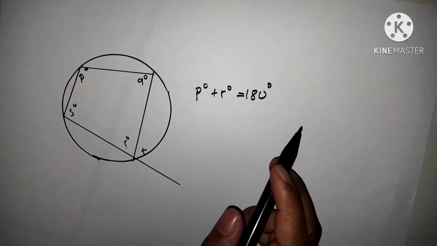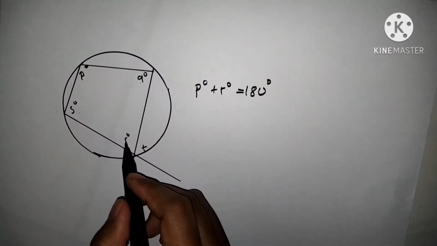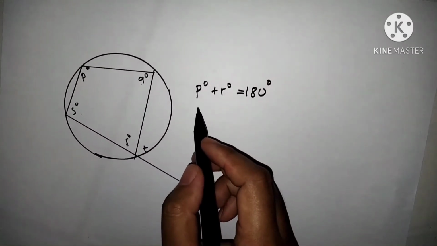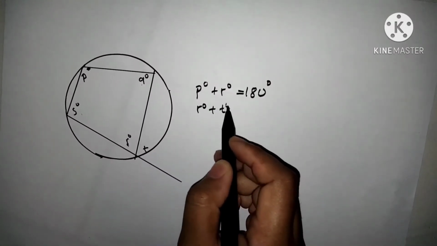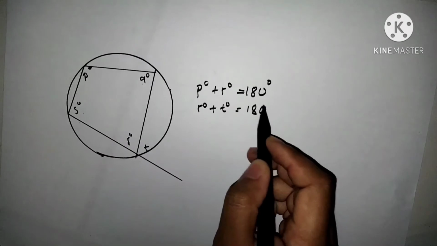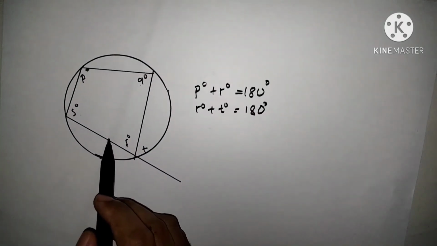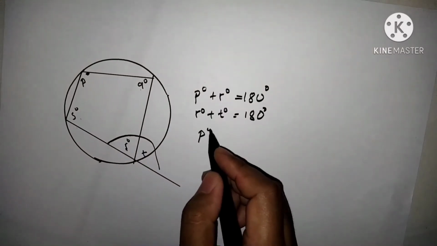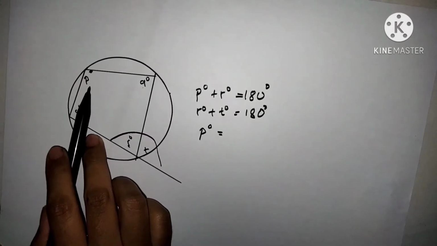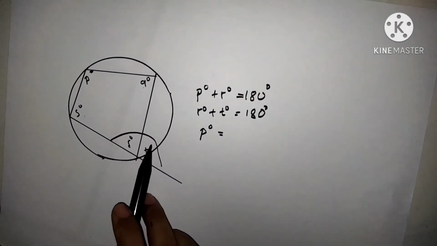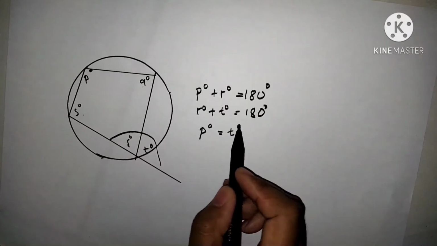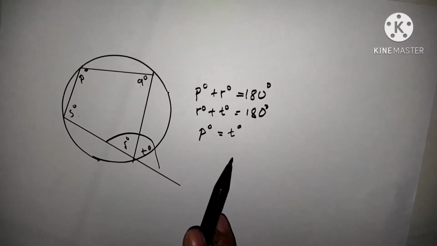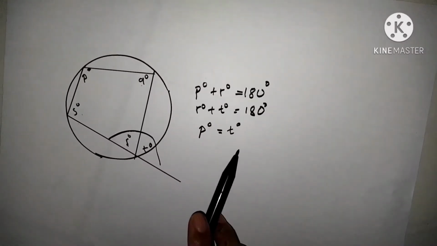That is supplementary angles, and R degrees plus T degrees equals 180 degrees. That is angles on a straight line. It follows that P equals T degrees. Therefore, the exterior angle of a cyclic quadrilateral is equal to the interior opposite angle.